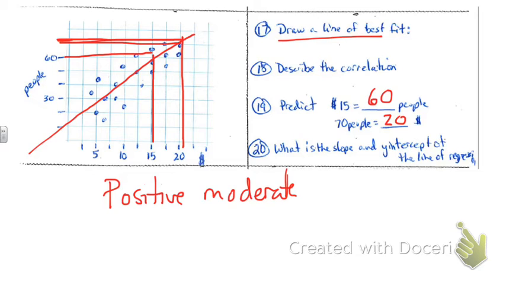It says, what is the slope and y-intercept of the line of regression? Well, the y-intercept, we'll start out with that. So y equals mx plus b. The y-intercept is about 10.